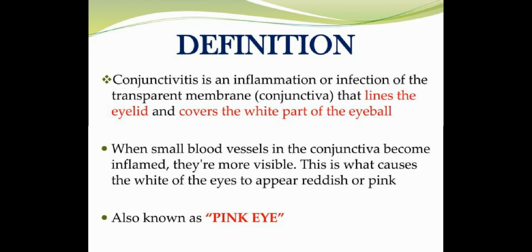Now coming to the definition. Conjunctivitis is an inflammation or infection of the transparent membrane, that is the conjunctiva, that lines the eyelid and covers the white part of the eyeball. When small blood vessels in the conjunctiva become inflamed, they are more visible. This is what causes the white of the eyes to appear reddish or pink. Conjunctivitis is also known as pink eye.